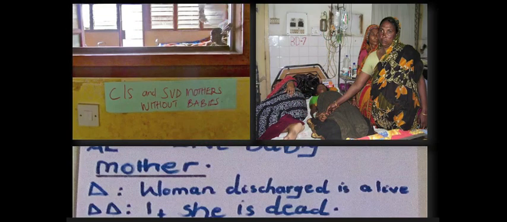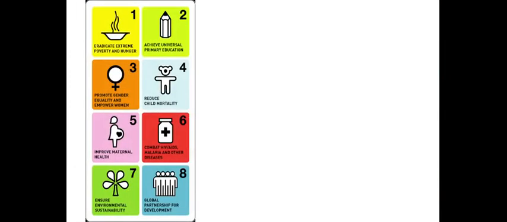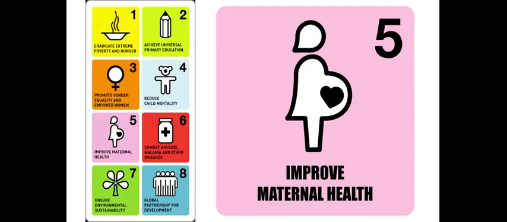Every minute, one woman around the world dies from complications of pregnancy and childbirth, and 20 more suffer long-term health problems. 99% of these deaths and complications happen in low and middle-income countries, and most are avoidable. We have less than 3 years to meet the target for the United Nations Millennium Development Goal 5, which is to cut the maternal death rate by 75%.